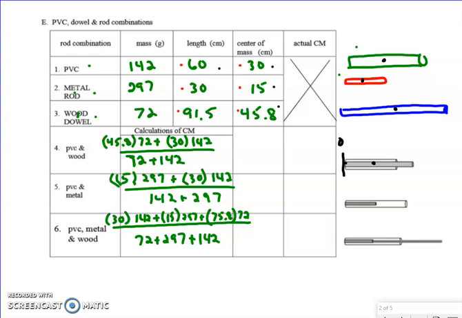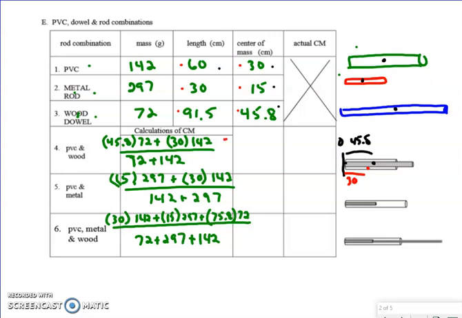So how far away is that from 0? Well, if I go to the wooden dowel, that's 45.8. So there's my lever arm, if you will. And then if I do the same thing for the PVC, the PVC center of mass is located right about there. And so its distance from 0 is its center of mass, which is 30. So now I can do my calculation.